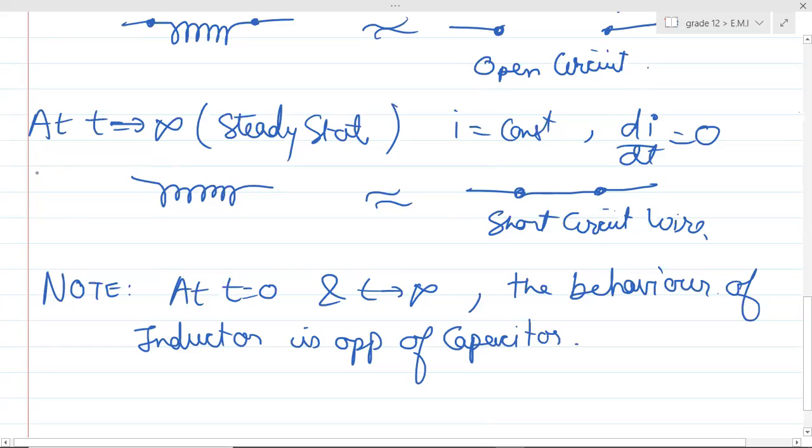Okay guys, remember this thing. Initially, inductor behaves as a what? Open circuit wire, and after a long time, in steady state, it behaves as a short circuit wire. Do have a look at this behavior. We'll use this result in questions. Okay. Remember this.